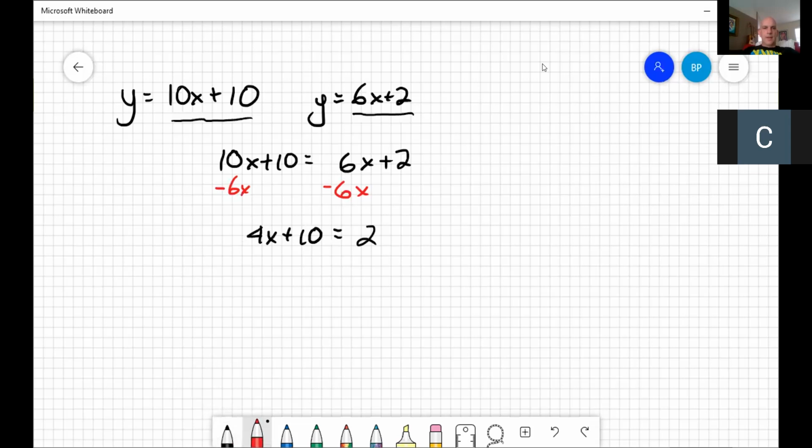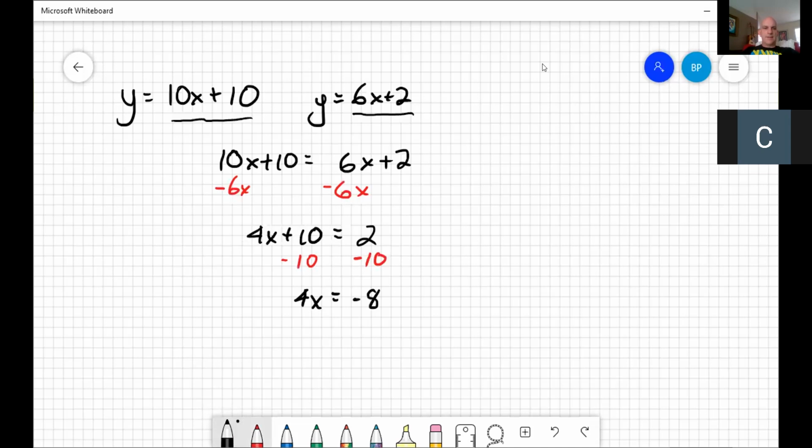All right. Next step is to get all of these constants over to the right. So I don't want this 10 on the left, so I'm going to subtract this 10 from both sides and simplify. So 4x equals 2 minus 10, which is -8.